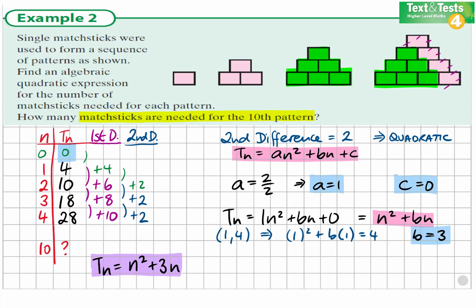We can use this formula or expression to work out the matchsticks needed for the 10th pattern then, because term 10 will be, we replace n with 10, so it's 10 squared plus 3 times 10. That's 100 plus 30, so 130 matchsticks are required.